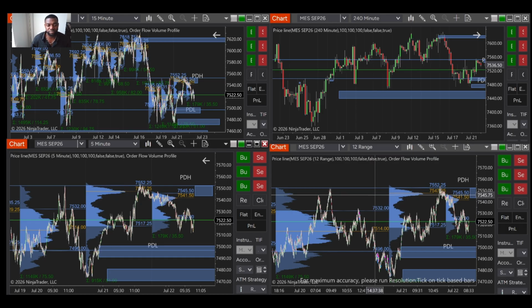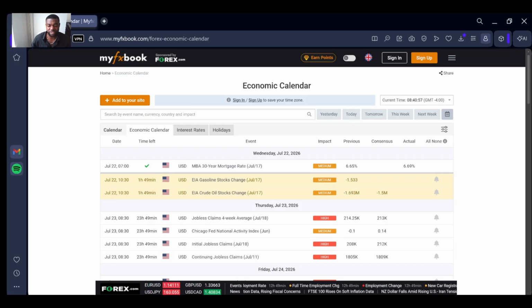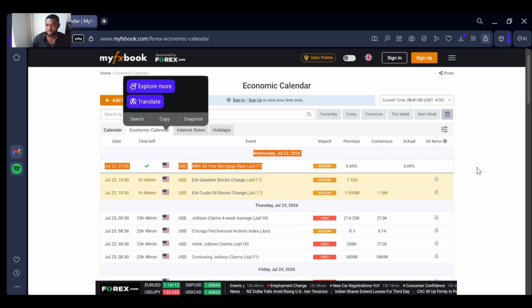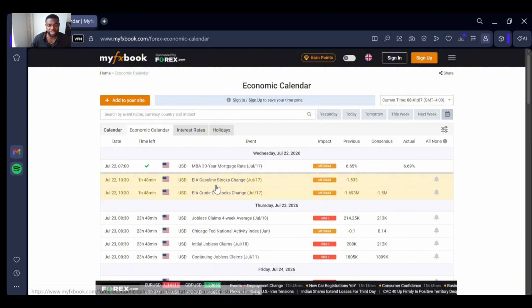So I have already marked my supply and demand zones, the structures I'll be looking to buy and sell from. But then I'll take you through step by step. The first step is to check if there's an event today, and for that I use my FS book. So let's check what's happening today, if there's any big event. Today is Wednesday, July 22nd over here. And if you go to my FS book, you see that there's no big event today.